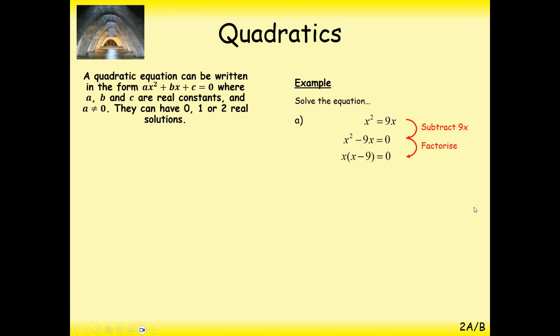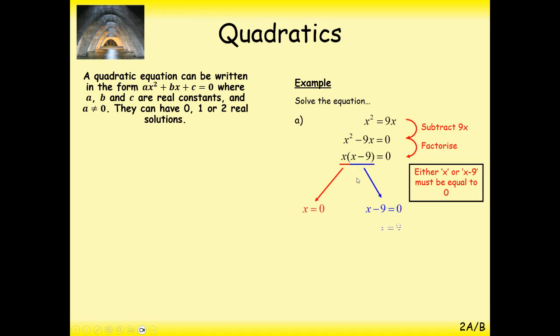So you write it like so, and then you say this means that either x equals 0 or x minus 9 equals 0. So one of the solutions would be x equal to 0. The other solution would be x minus 9 equal to 0, and that means x equals 9.